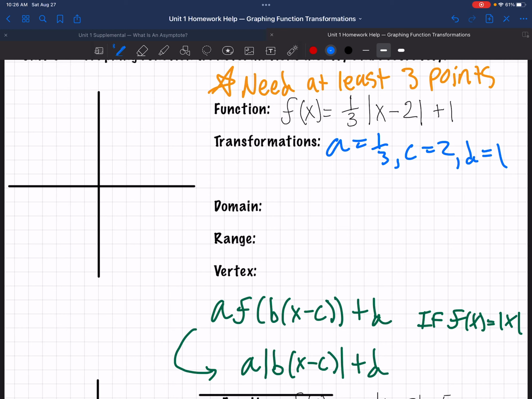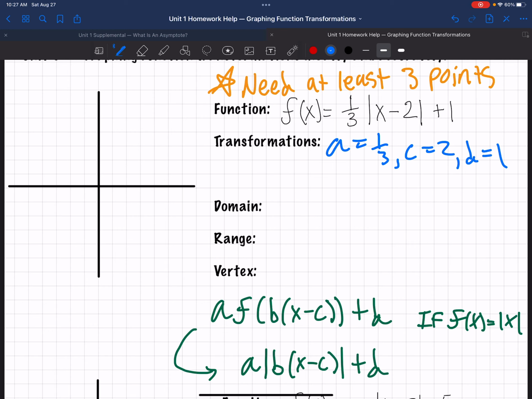It's where A, B, C, and D are, right? There's no B value. There's nothing multiplying B times X. So 1/3 is the coefficient on the function, A, right? I'm adding 1 after everything. That's D, and it's X minus 2. That's C. So hopefully that's relatively straightforward.